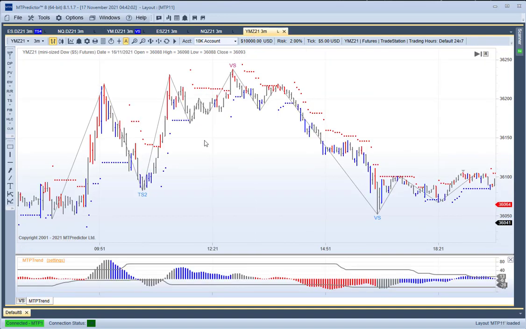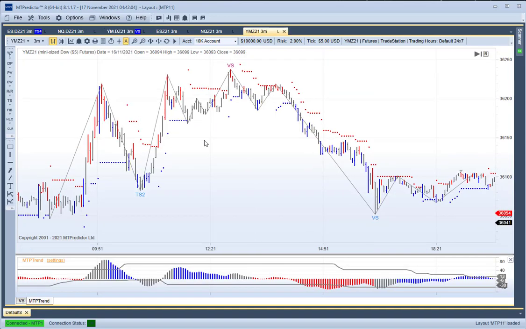So with MTPredictor, if you're new to MTPredictor, we're not a black box system. We don't blindly take all our setups as if it's a black box system. The reason we don't do that is because we know and understand that markets are random about half the time, or maybe slightly more than half the time. So we only look for trade setups when the larger degree pattern is clear.